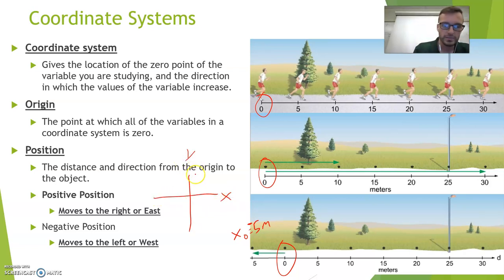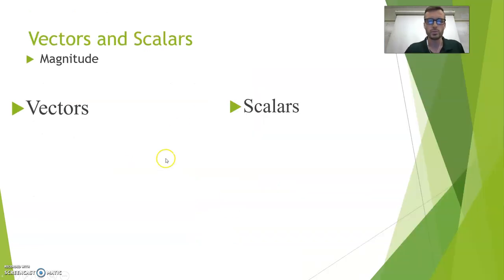Basically, in math class, anything that's up is positive, and anything to the right is positive, and anything to the left is negative, and anything that's down is negative. So you can think about it like the math class thing when we set up our coordinate system as well.